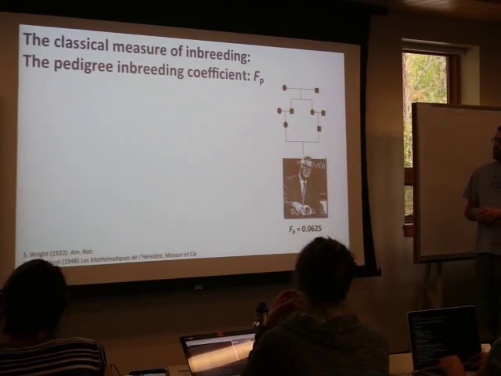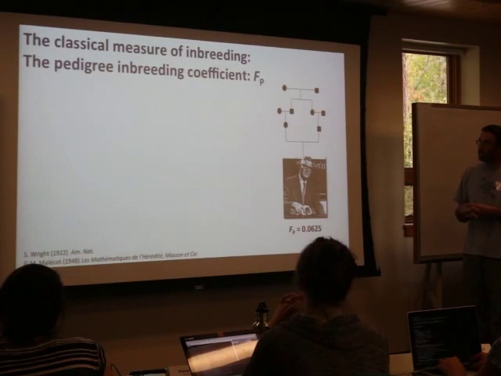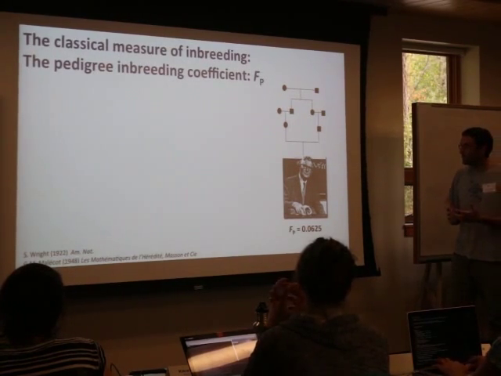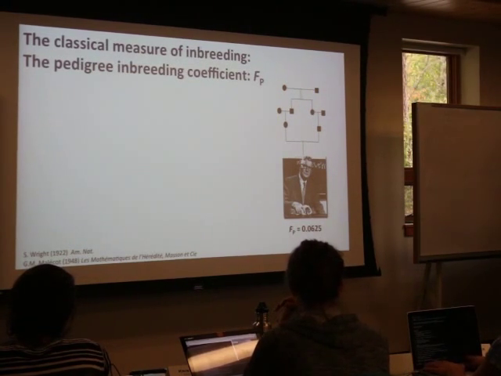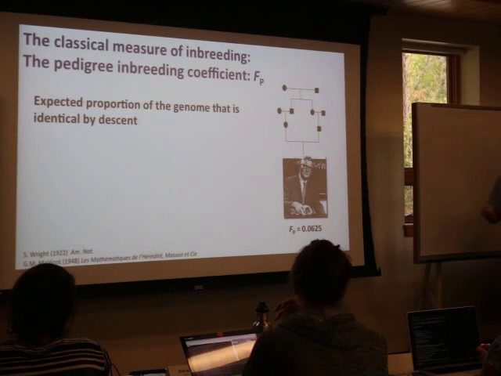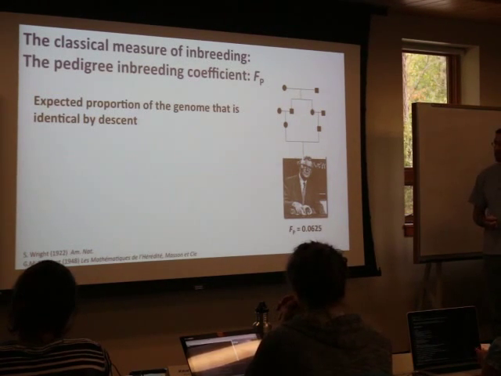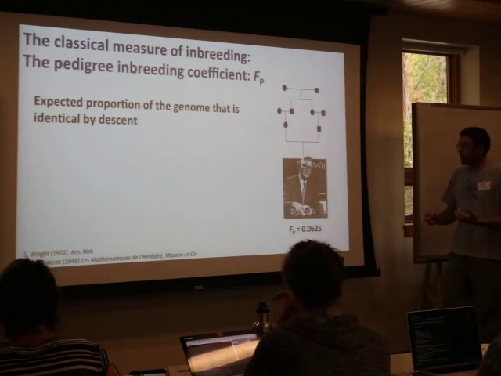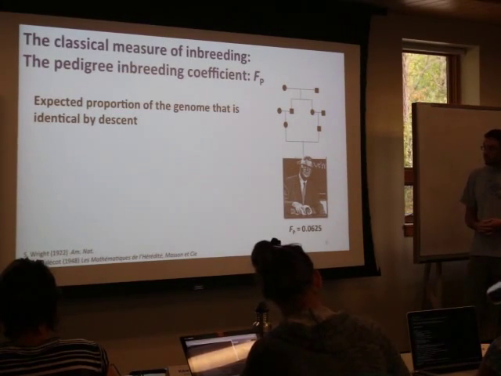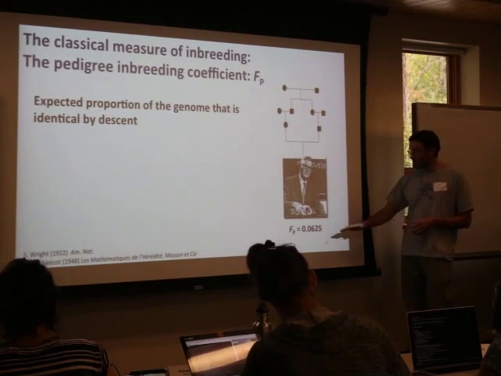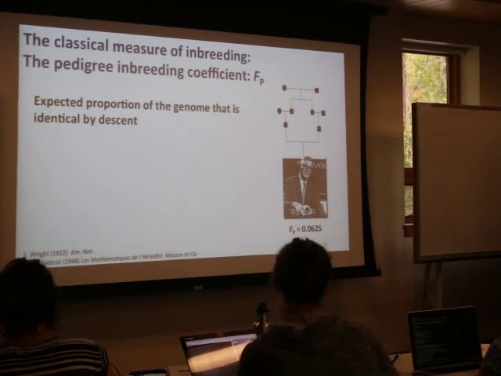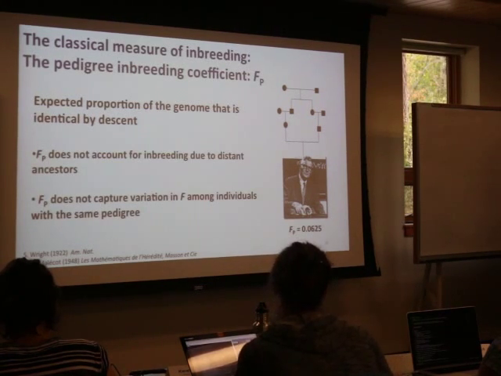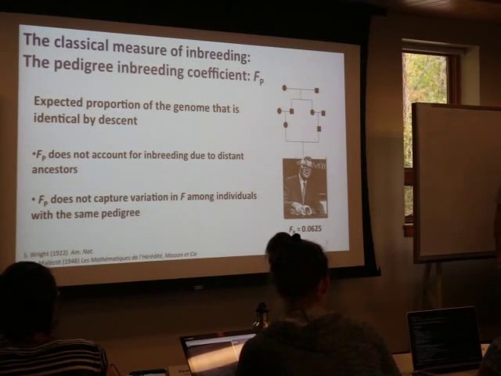So what is the pedigree inbreeding coefficient? This is a classical measure of individual inbreeding. Sewall Wright was the one who did this first. If we know an individual's pedigree, we can calculate the expected proportion of the genome that's identical by descent. Wright's parents were first cousins, so he estimated his own individual inbreeding coefficient at 0.0625. I always wondered if that's why he was interested in inbreeding.